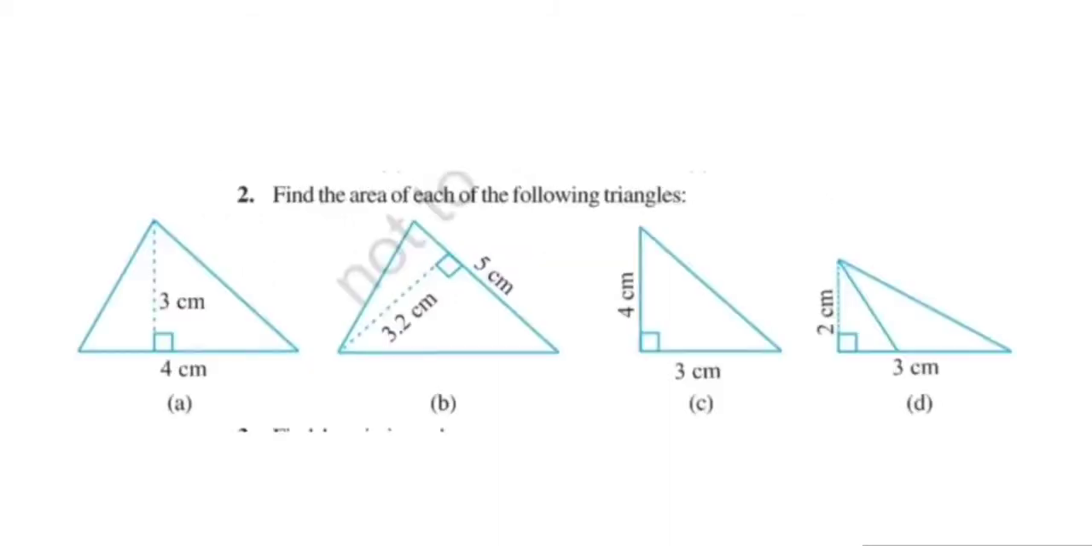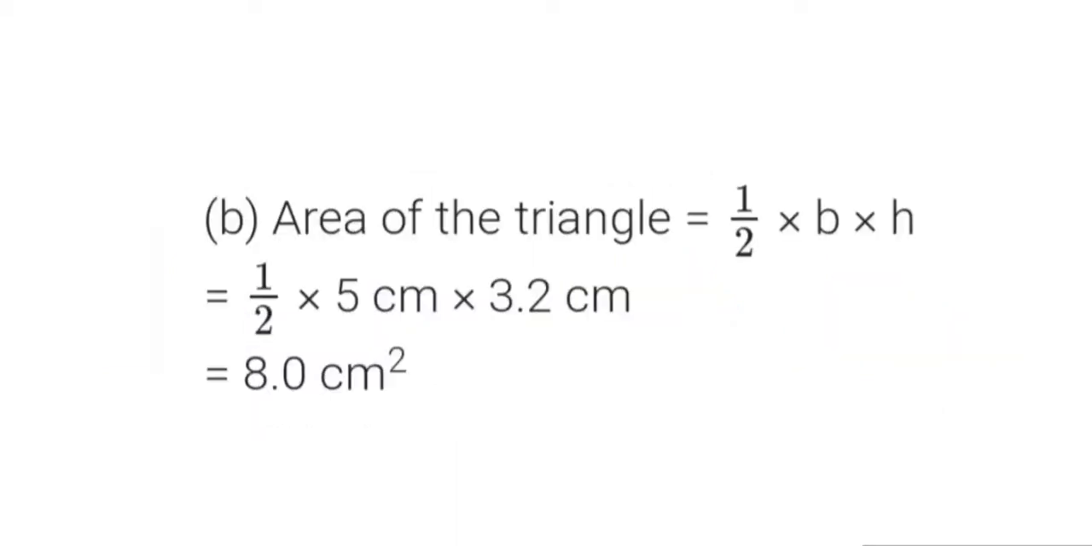See the second one. Here the base is given 5 centimeter and the altitude is given 3.2 centimeter. So put the values: 1 upon 2 into 5 centimeter into 3.2 centimeter. Answer is 8 centimeter square.